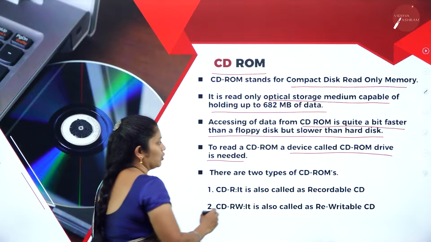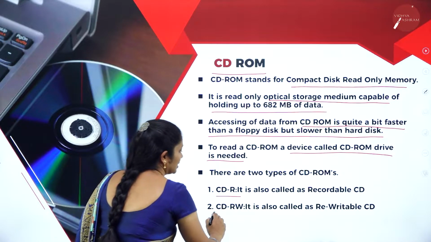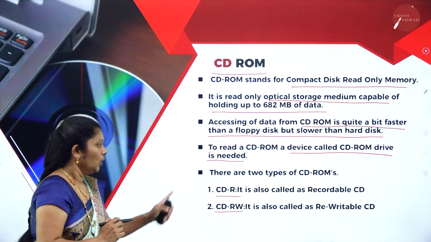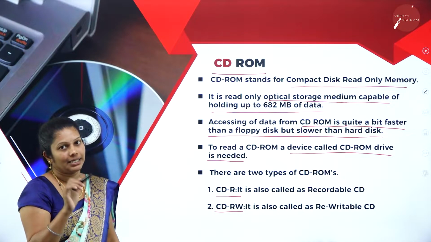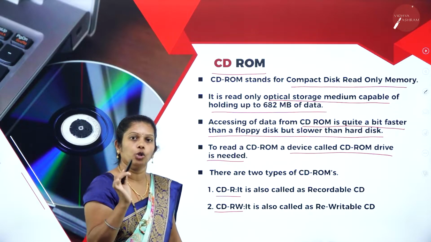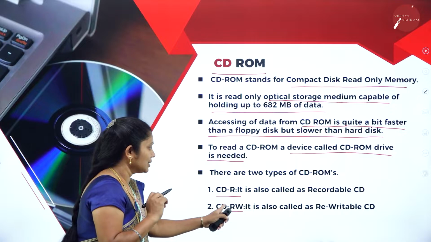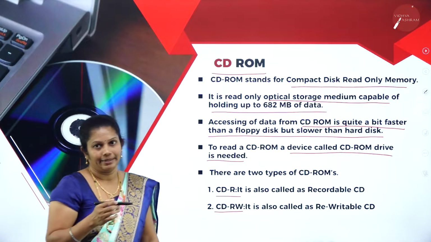There are two types of CD-ROM. One is CD-R and one more is CD-RW. CD-R is also called recordable CD. Whatever data we want, we can record only one time. Whereas CD-RW is also called rewritable.